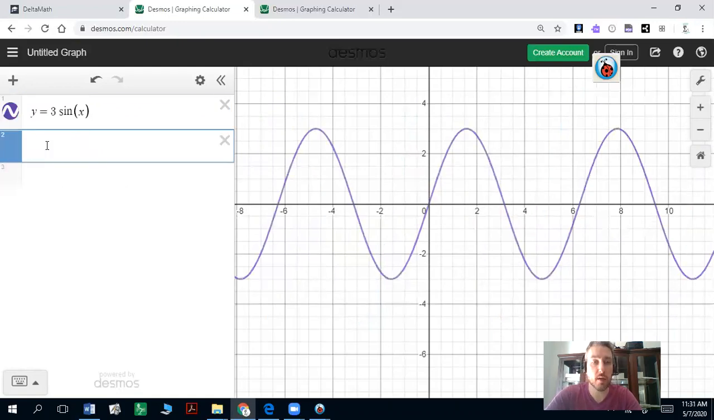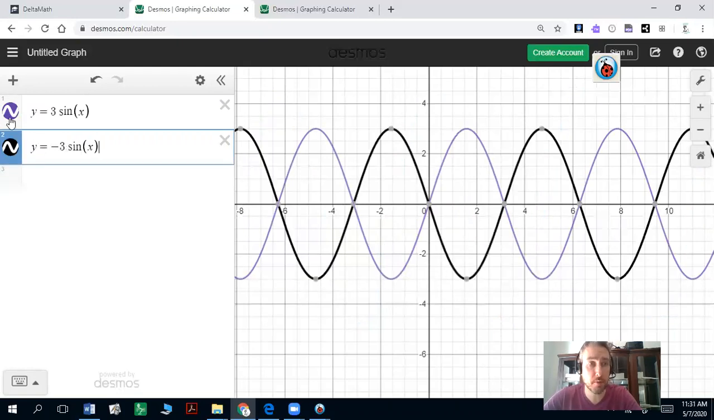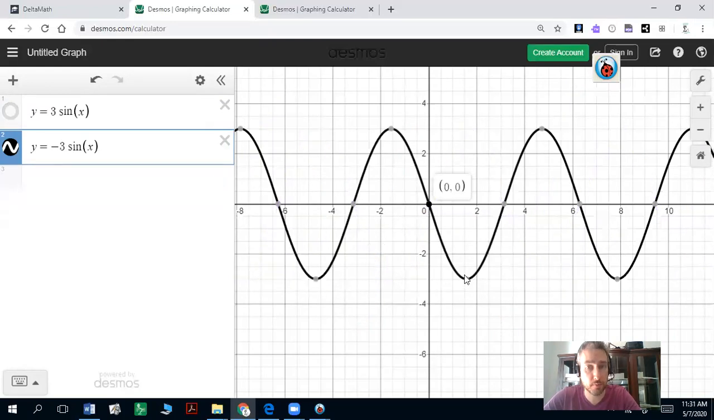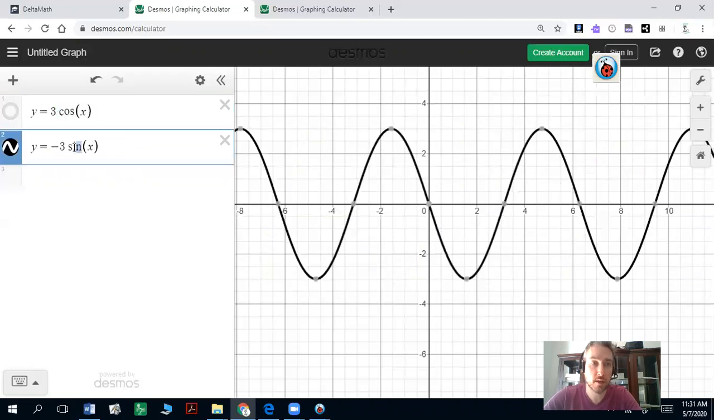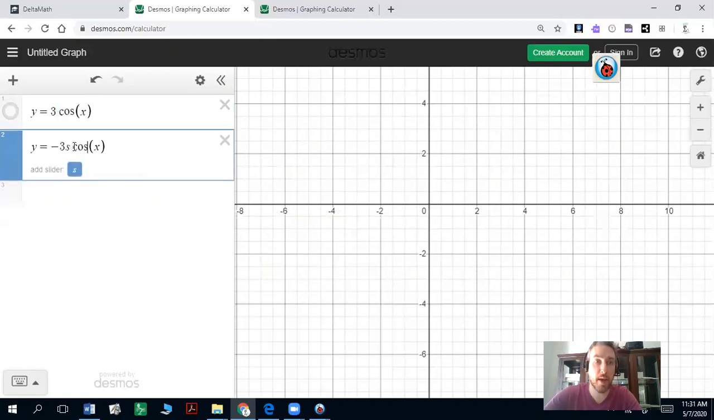If I did y equals -3 sine x, amplitude's still 3, and it still starts at the midline, but it goes down first, then comes back up, then goes up and comes back down. It still has that same overall cycle, but it goes in the reflected pattern. And that's true whether it's sine or cosine. The difference is sine starts at the midline, cosine starts at the max or min.